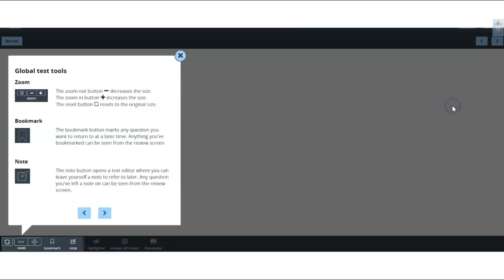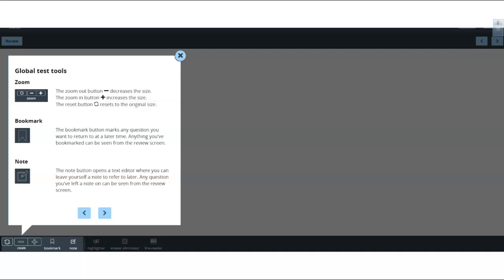All right, then there's global test tools. So there's the zoom, so you can zoom in or zoom out. There's also a bookmark. So if you have a bookmark on a question, maybe you didn't remember something at the very beginning, but then later on you do remember it. So you put a bookmark on it.